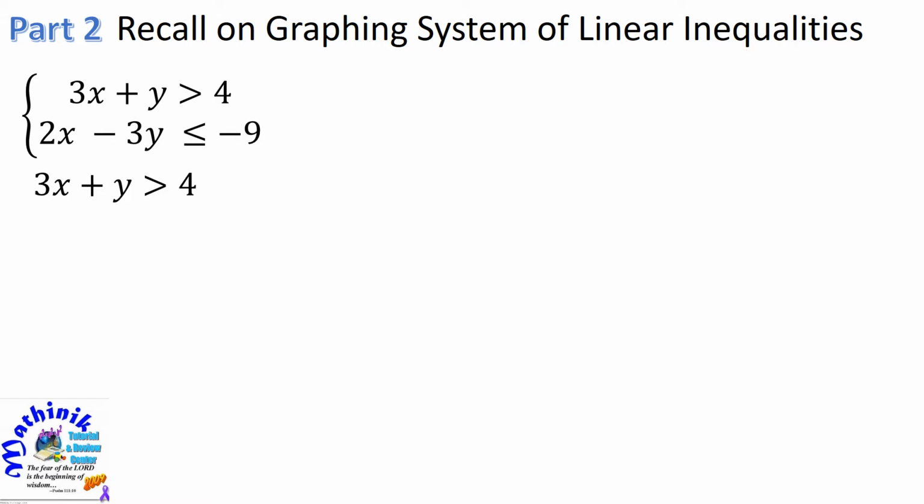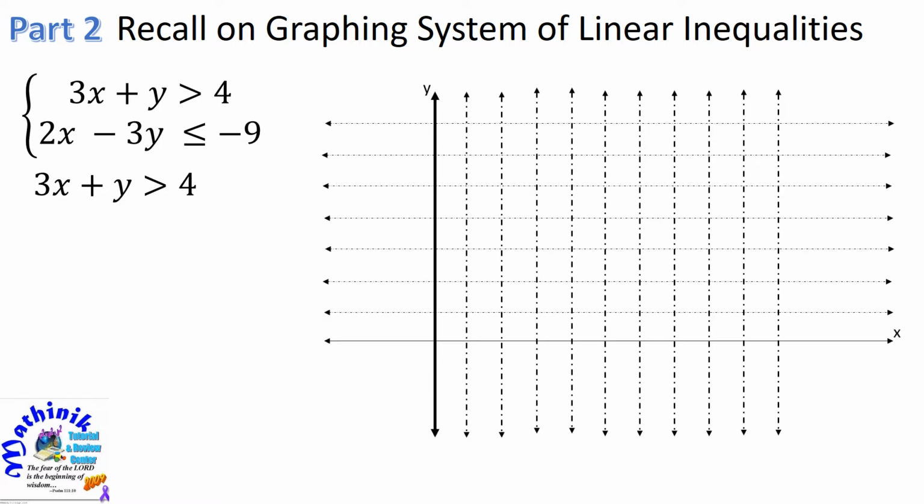The method that we're going to use here is the slope-intercept method. So translating the first inequality in the slope-intercept form, we'll have y is greater than negative 3x plus 4. We got that by using the addition property of inequality, adding the negative of 3x to both sides of the inequality. So in here we have y-intercept equal to 4 and the slope is negative 3, or negative 3 over 1.